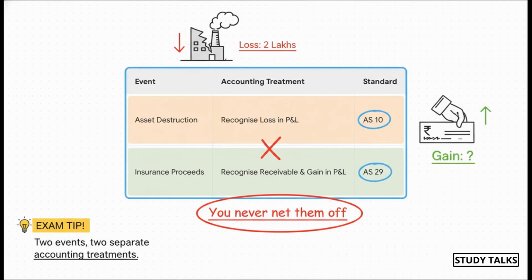The one thing you have to remember here is that these are two distinct economic events, and you have to account for them separately. First, you must derecognize the old asset. That means you take its carrying value of 2 lakhs and book it as a loss in your P&L account, as per AS-10. Separately, when it's virtually certain you're getting the insurance money, you recognize a receivable and a gain in the P&L under AS-29. You never, ever net them off. ICAI loves asking for a single net entry, but that is flat out incorrect. 2 events, 2 separate accounting treatments.